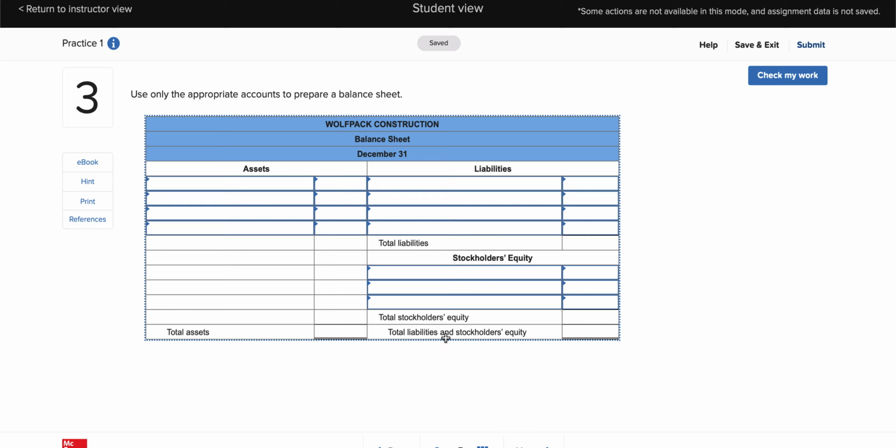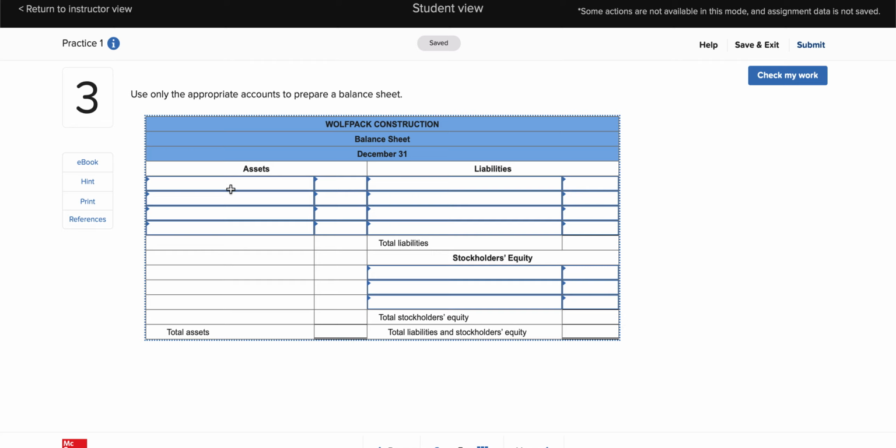What's happening here is I'm just saying that out of everything that I owned, who really owns them? How much do our creditors own if we have to liquidate the company or we go bankrupt? And then how much do the actual stockholders or owners of the company own out of this company total?